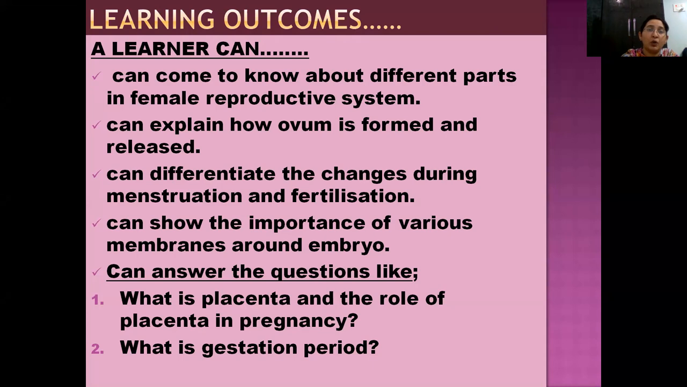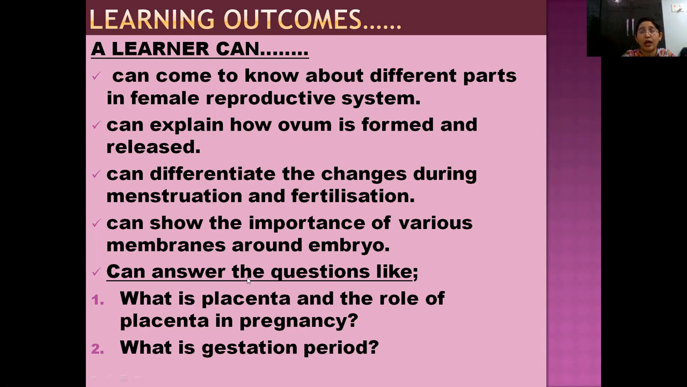When I finish my class, what will be the learning outcomes? After you listen to this class, you can come to know about different parts in the female reproductive system. You can explain how ovum is formed and how ovum is released. You can differentiate the changes during menstruation and fertilization. You can show the importance of various membranes around the embryo.